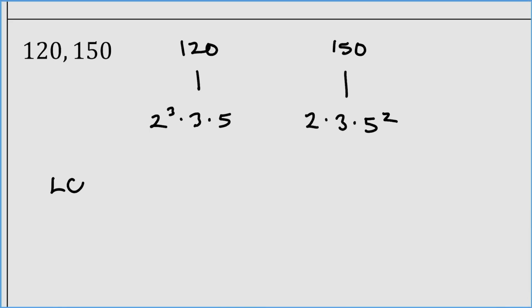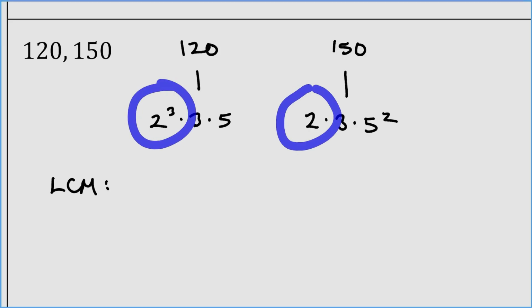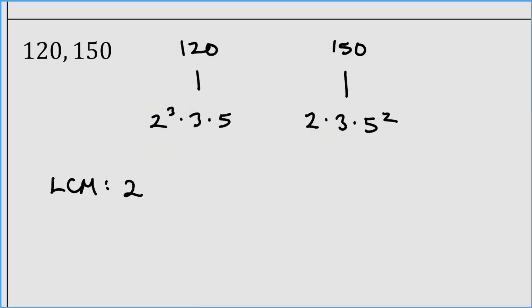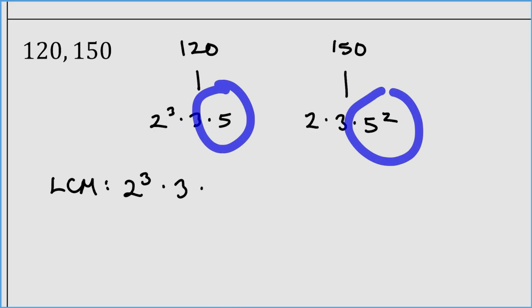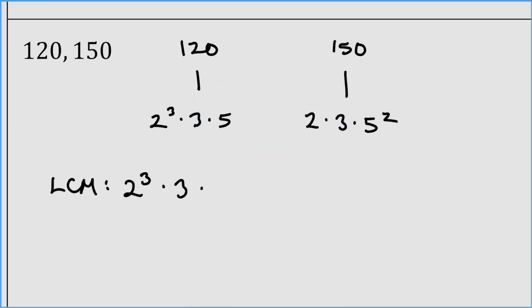All right, least common multiple. Here we go. We have two options for 2. The one with the greatest exponent is 2 cubed. That's what we need. 2 cubed times. We do have two 3s, but they both only have a power of 1, so we only need 1. And then we have two options for 5. The one with the largest exponent is 5 squared. We're going to use 5 squared. All right, 2 to the third power, 2 cubed, that is 8 times 3 times, and 5 squared is 25.